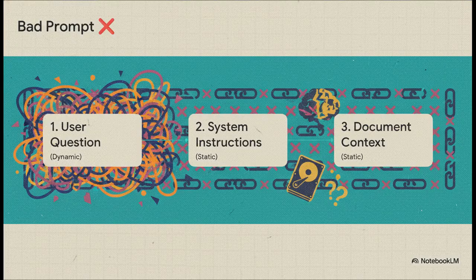Perfect. Now this is a bad prompt. This will break your cache. If you start with the user's question, which is different every time, then the prefix, the beginning of the prompt, is always new. The cache will never, ever find a match. You'll get zero benefit and force the model to do all that heavy lifting again and again.